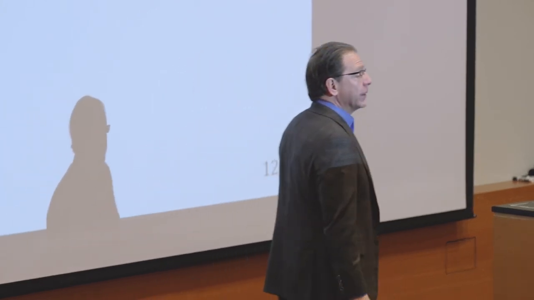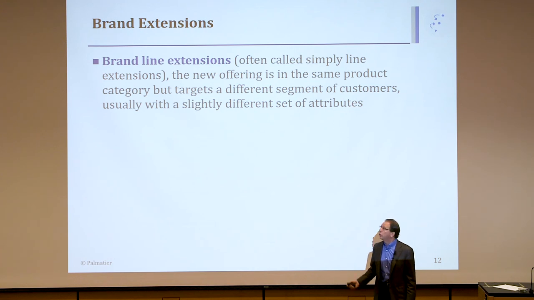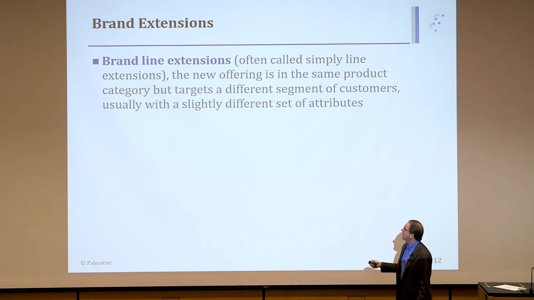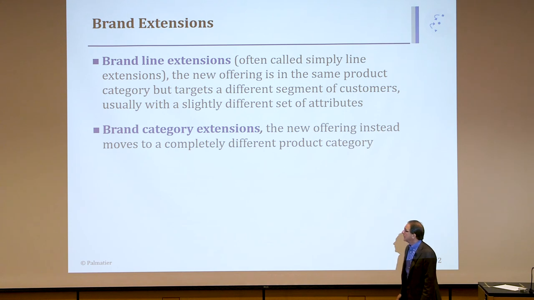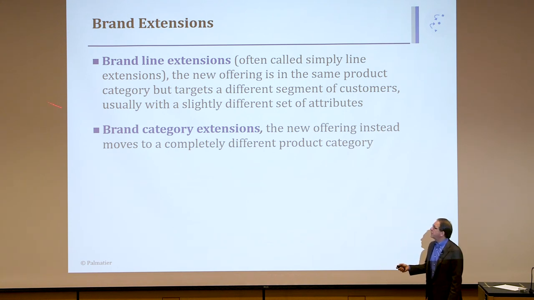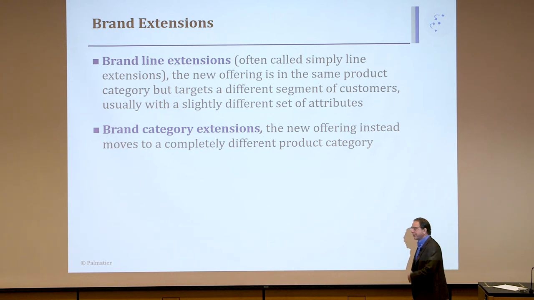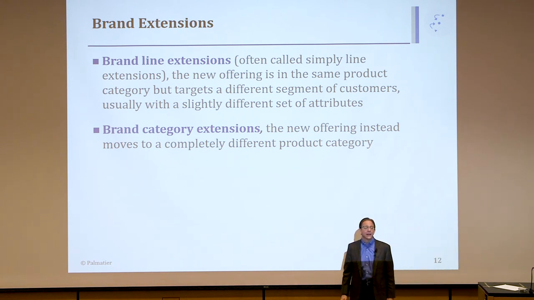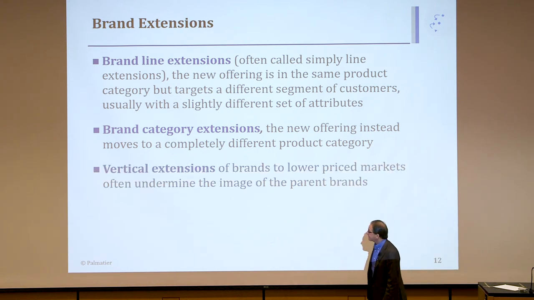Maybe with a new flavor, mint taste flavored Crest. Those would be brand line extensions. Just a small set of attributes. Typically what you're doing in your target market, you're just putting other products around it. Many, many new products offered in the market fit into the brand line extensions. They're just small iterations. A bigger iteration is brand category extensions. This is a new offering that moves to a completely different category, like Crest mouthwash.